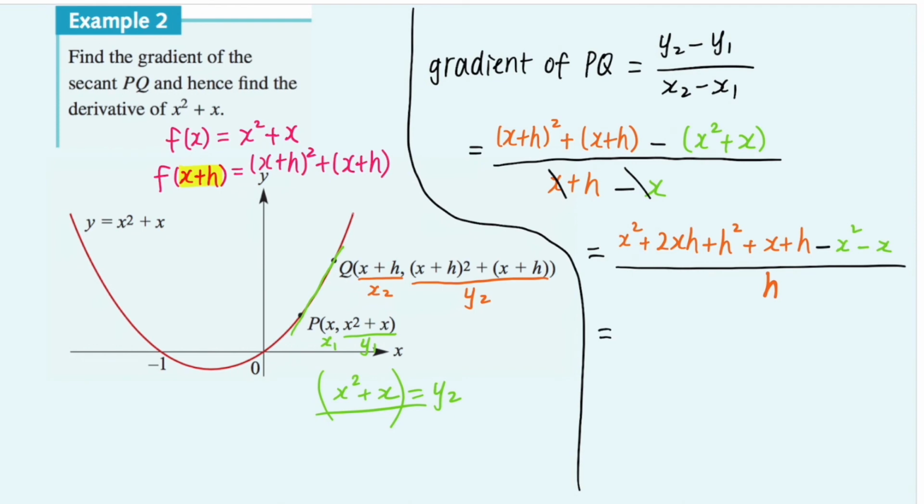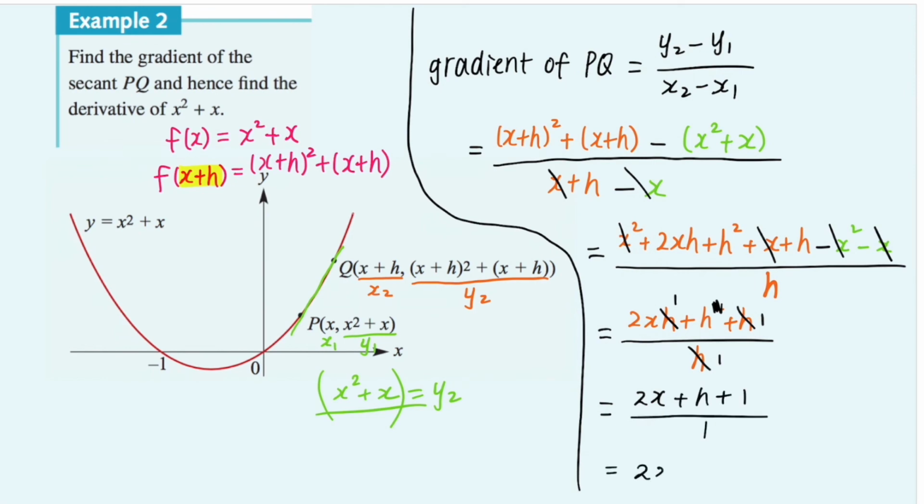Now let's try to cancel things out. We have a plus x squared and a minus x squared, so that's gone. And we have a plus x minus x, that's gone. And we're left with 2xh plus h squared plus h over h. To simplify, we can cancel h out of each term. This one is gone, that becomes 1, that becomes 1, h squared becomes h, and h becomes 1. So it's going to be 2x plus h plus 1 over 1, which is simply 2x plus h plus 1.